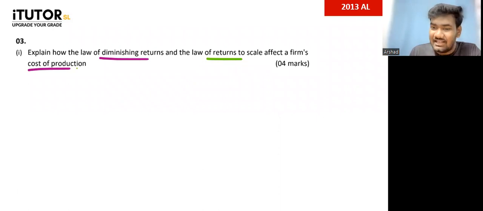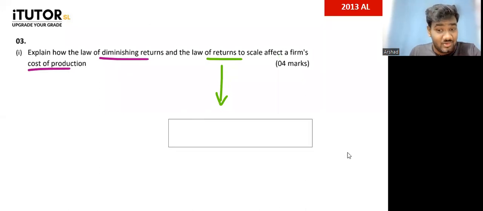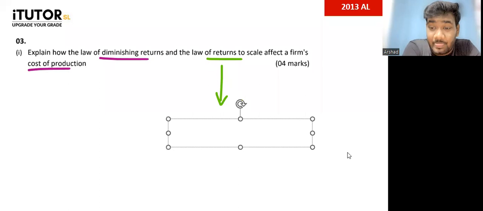You don't have to draw a graph, guys. It's only a 4-mark question. You have more than enough to write, you don't have to draw. So we'll talk about this. How does the law of returns to scale affect a firm's cost of production? What can you tell about this?